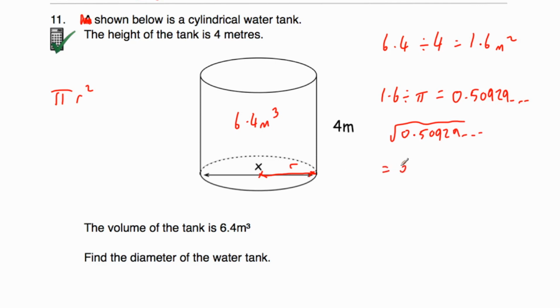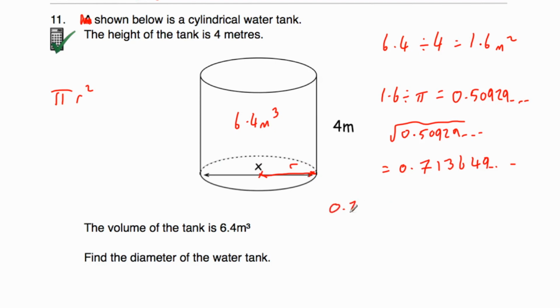And that's equal to 0.713649 and so on. So that is the radius of our cylinder. The distance from the centre to the edge of the cylinder is 0.7136 and so on meters. Now that's the radius. We've been asked to find the diameter of this water tank. So if we times this by 2, that will tell us the diameter, x.